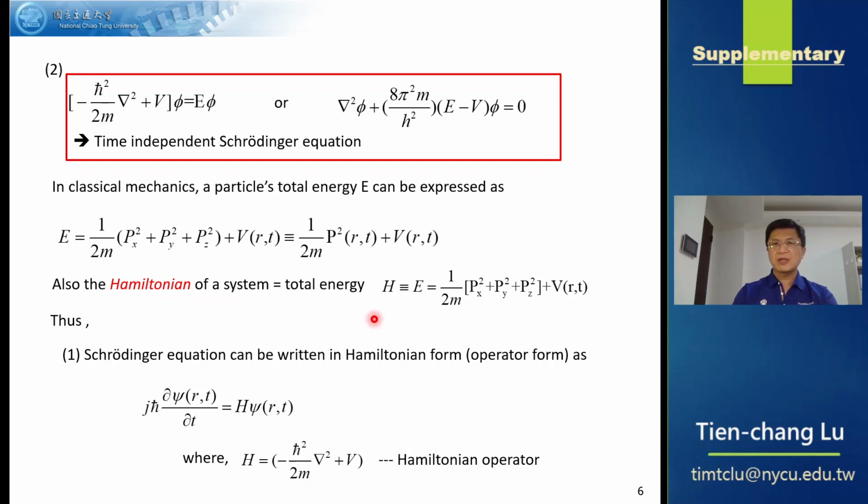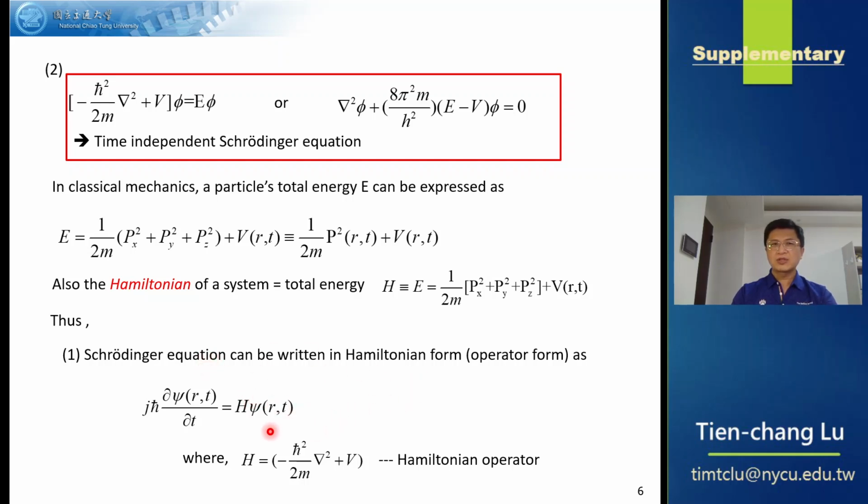So this Hamiltonian H represents the total energy of the particle in this system, equal to px squared plus py squared plus pz squared, divided by 2m, plus the potential energy V. Therefore, the Schrödinger equation can be written in the Hamiltonian form, or the operator form. So we call this H an operator.